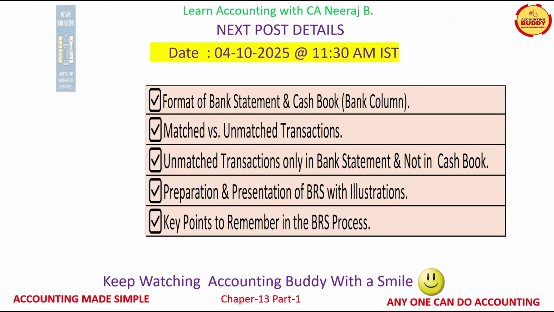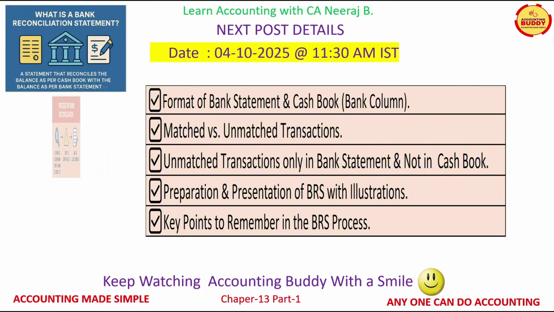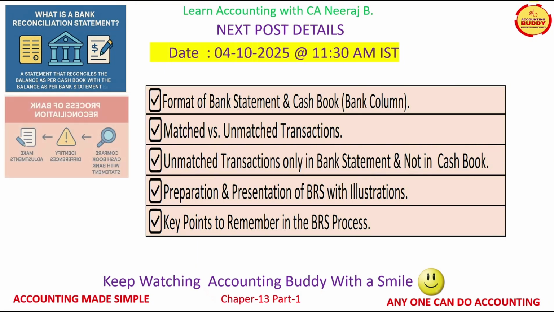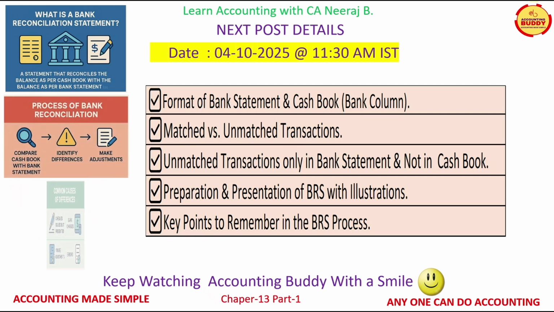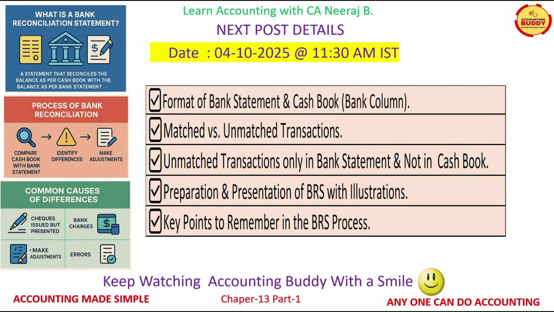Next week on 4th of October 25, in part 2 of our series on BRS, we will move one step deeper into the actual preparation of BRS. We will start by looking at the format of a bank statement and the bank column of the cash book. Then we will understand how the transactions are matched and how we can identify unmatched transactions. We will also discuss two common cases. First, the transactions that appear in the bank statement but not yet in the cash book, and the transactions recorded in the cash book but missing from the bank statement.